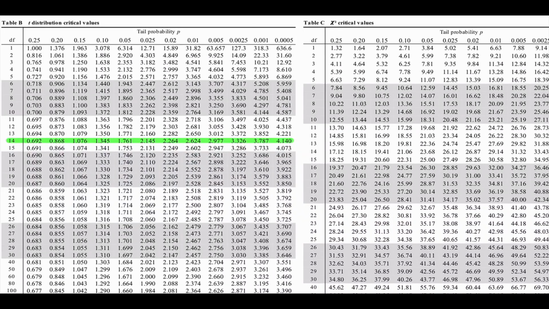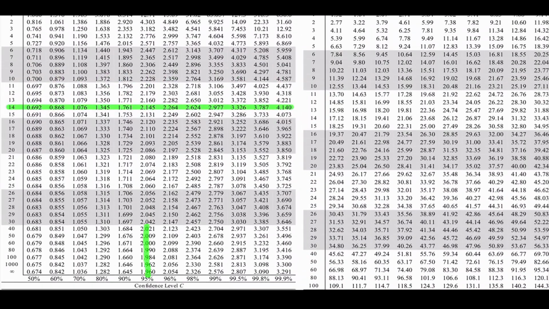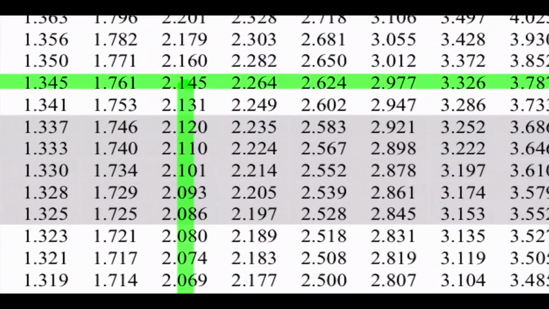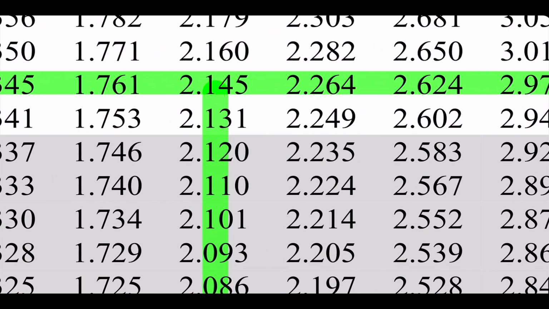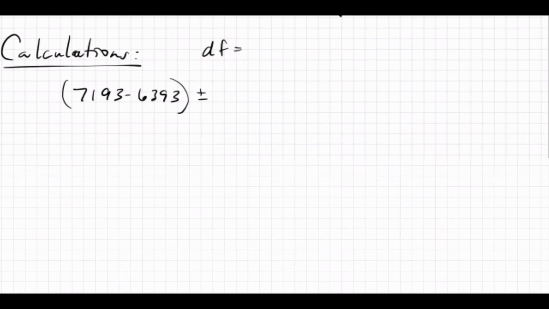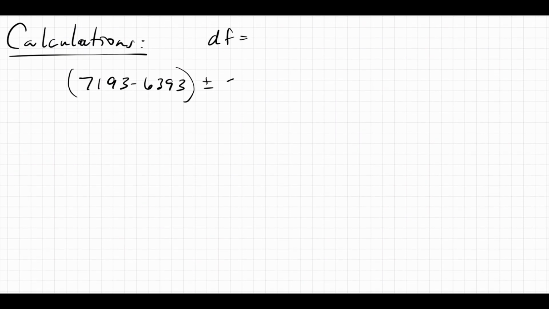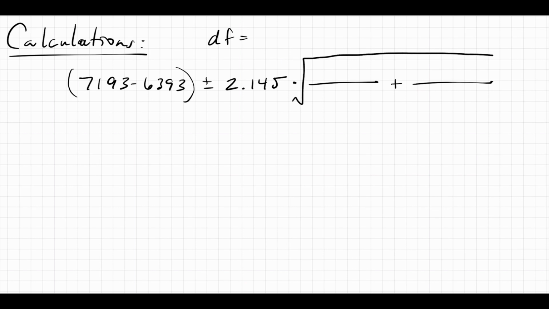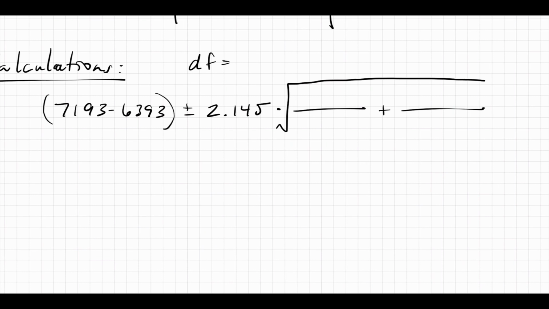And we have a 95. So 95 is right here with 14 degrees of freedom. That's the guy we're going to use: 2.145. (15 minus 1 equals 14).